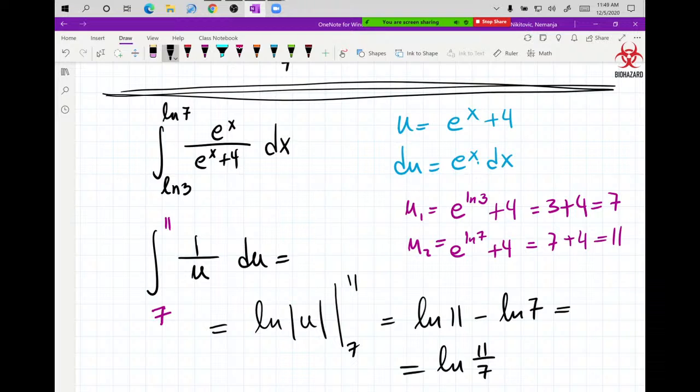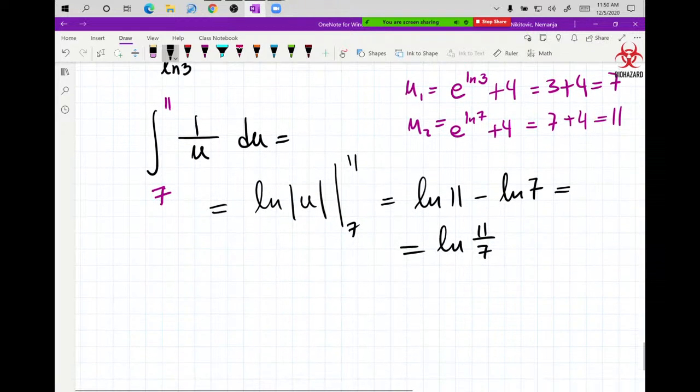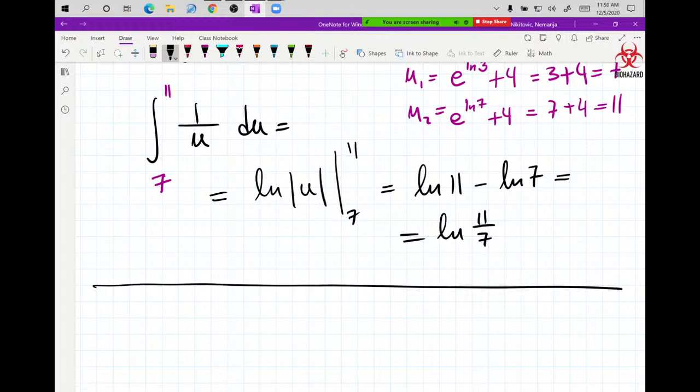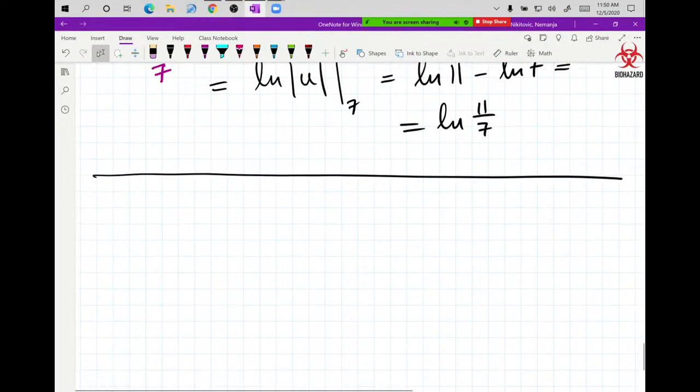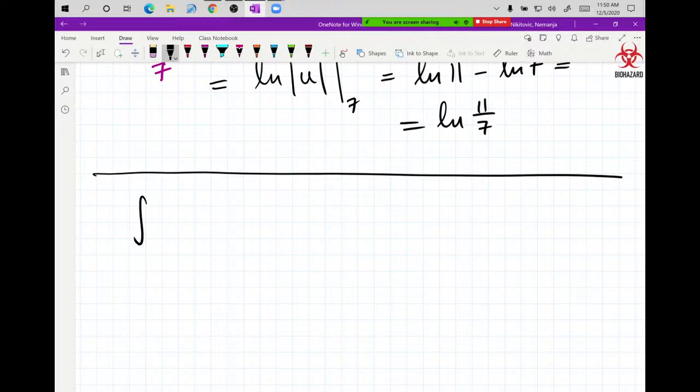If you want the decimals, you would have to go and deal with that in the calculator. But this is good enough. So this is what we have in terms of changing the limits. Let's do a trig one, because I know how much you love and respect trig.